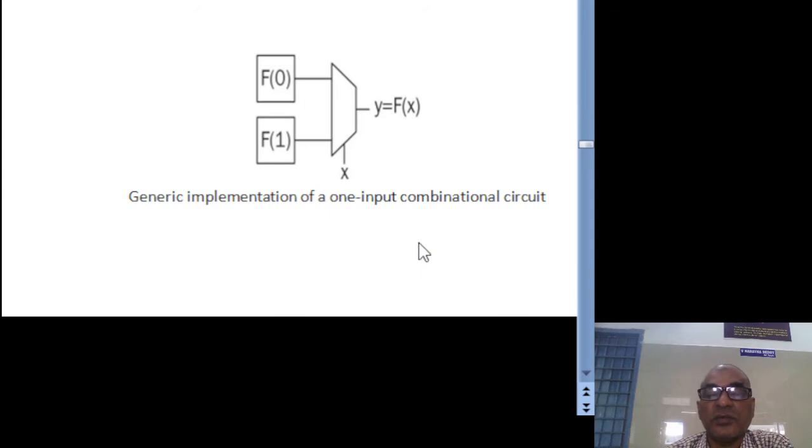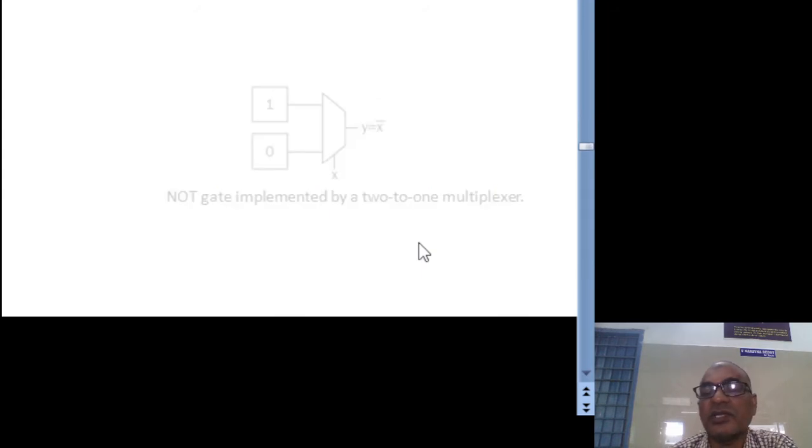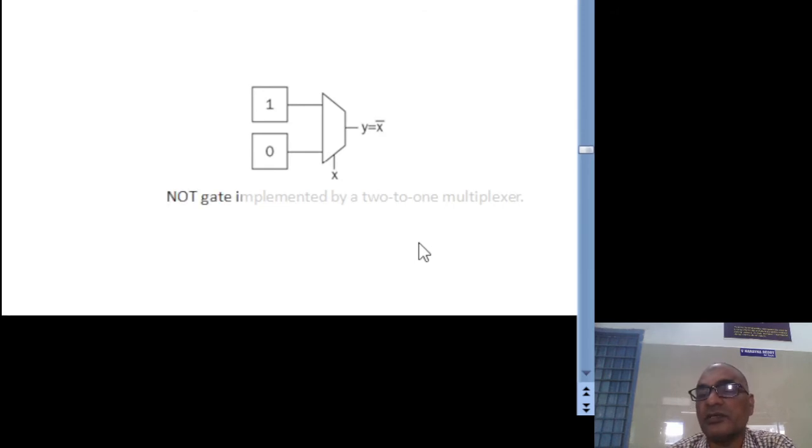Which circuit is the one input circuit? That is the NOT gate circuit. Let us see the realization. This is the realization of the NOT gate using the LUT. Let the RAM consist of 1 0, and this is the multiplexer with input x and output y equal to x bar.